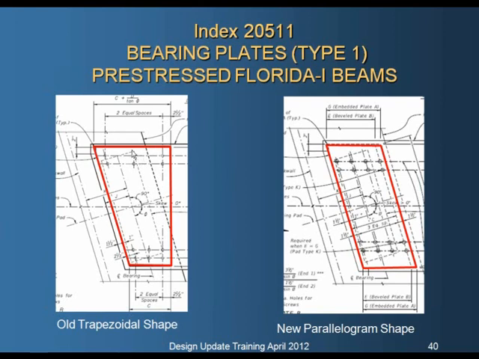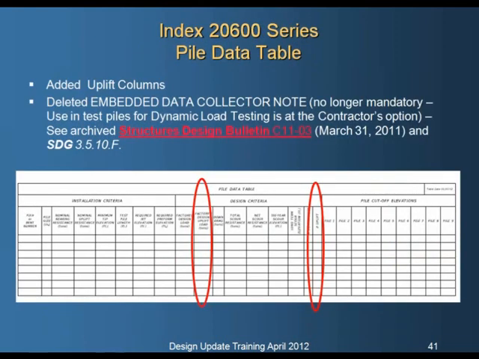You ended up on a heavy skew with a lot of excessive steel that was really unnecessary. So that change resulted in obviously changes to the data table, so make sure you're using the appropriate data table if you have a need for the 2511 bearing plates. For the pile data, for the pile standards, the 2600 series, the pile data table has been updated to add in some columns for uplift if you have uplift loads on your bridge.